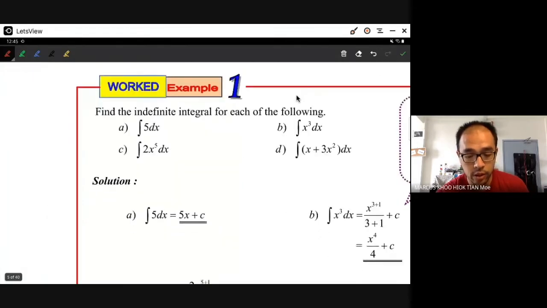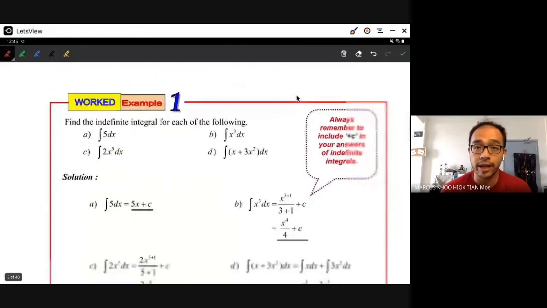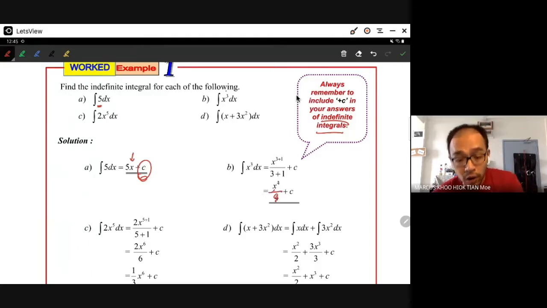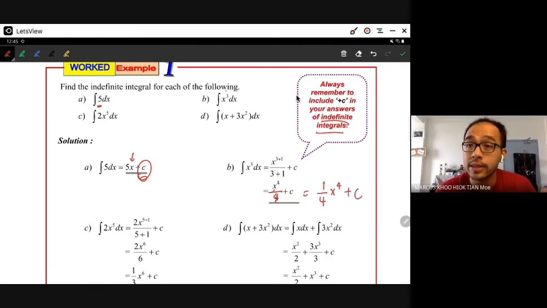So if you turn to the next page and take a look at these examples, as I said before, if there's a number 5, then you just add the x, and make sure you add the plus c, because it's an indefinite integral. x to the power of 3 will become x to the power of 4 over 4 plus c, or you can also write 1 over 4 x to the power of 4 plus c. It's the same answer, no difference.